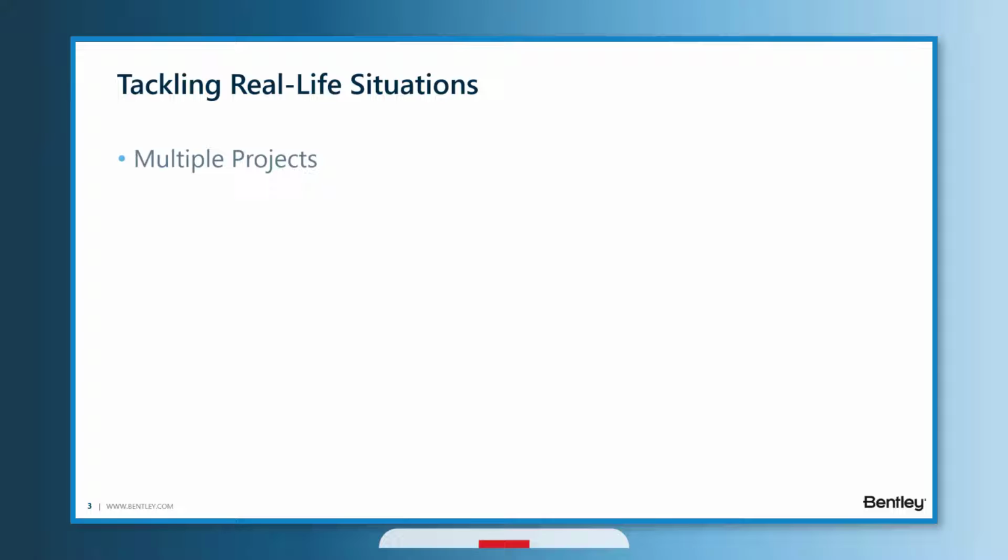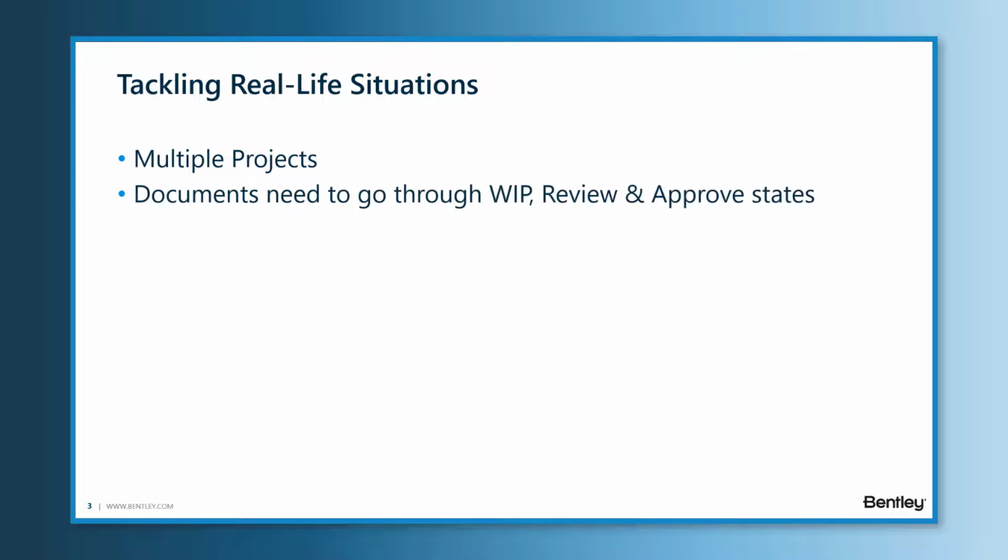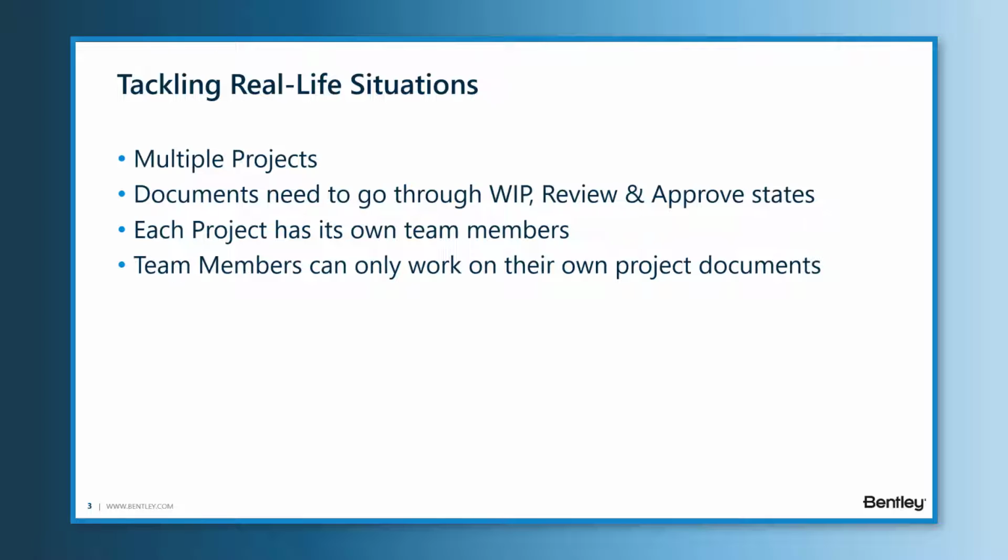Firstly, there are multiple projects, and these projects' documents all need to go through the same states: work in progress, review, and approve. The challenge here is that each project is completely unique and is being worked on by its own team members. They can only work with the project documents that they are involved in. Team members are not allowed to work with the project documents that they are not involved in.